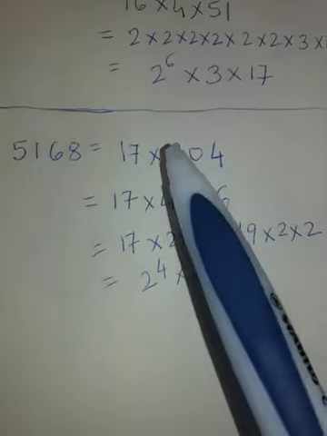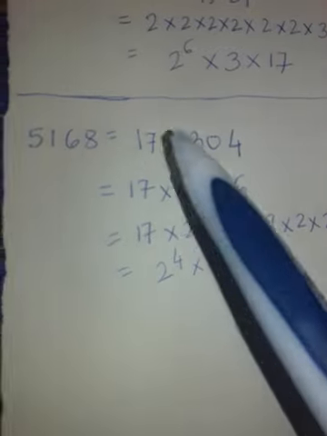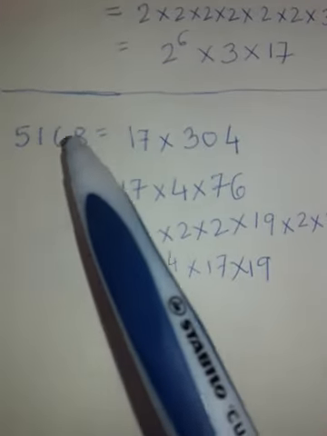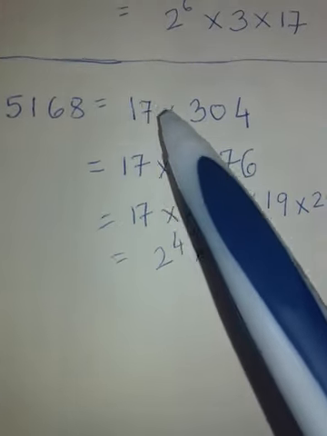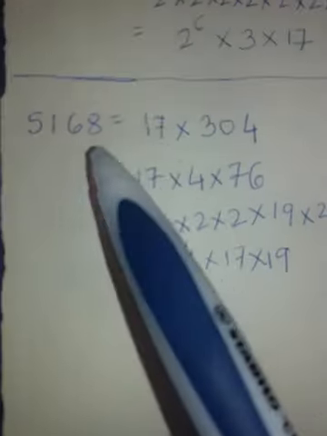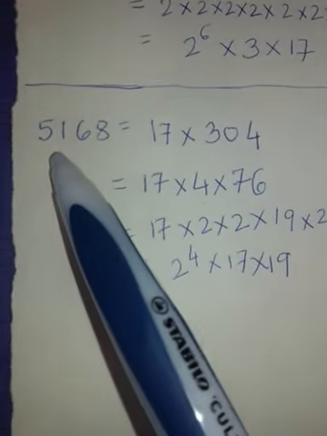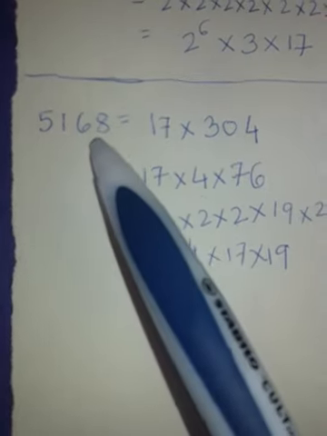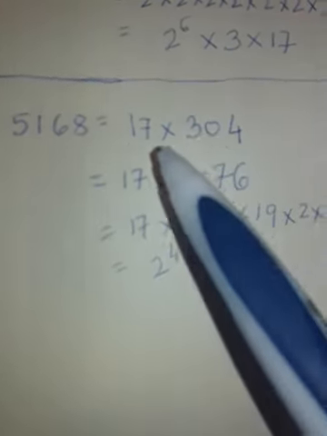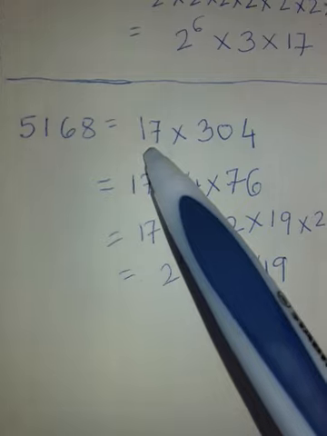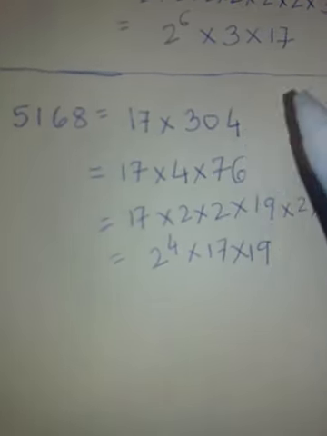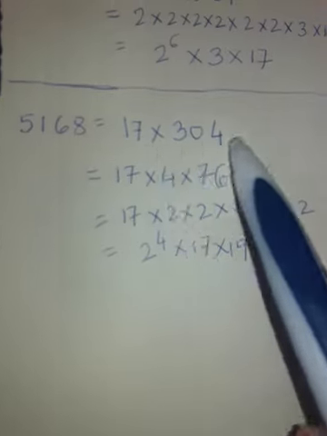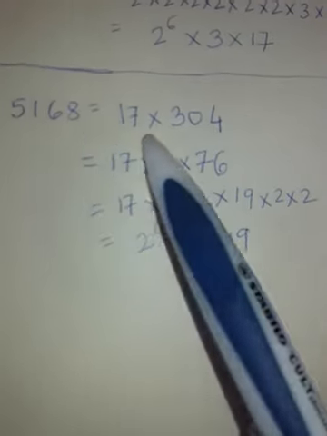5168. I have given here ready factors, but I'll explain it to you. When I look at this number, it is even, so I can start with the number 2 into something, but I'm not going to do that because since I know the tables, I immediately recollect 17 3s are 51 and then 0 and then 17 4s are 68. So I'm directly going to divide it by 17. It's going to be 17 into 304. If you are not able to do it orally, in your rough work you can perform this division.